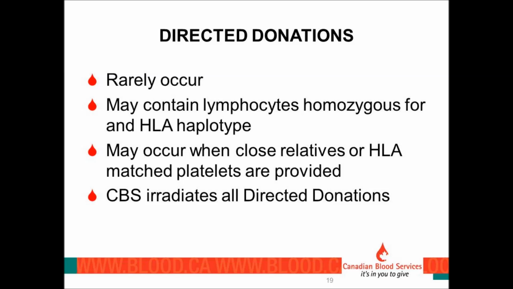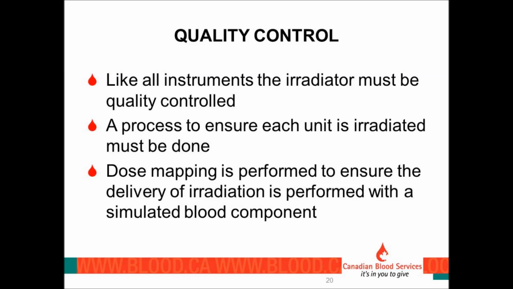Quality control. Like all instruments, the irradiator must be quality controlled, and a process to ensure each unit is irradiated must be done. We also perform dose mapping to ensure that the irradiation is performed, with a simulated blood component. You put in a component that looks like a component, and it's radiosensitive material, so that when you irradiate it, you can make sure that the irradiation goes to all parts of the component.